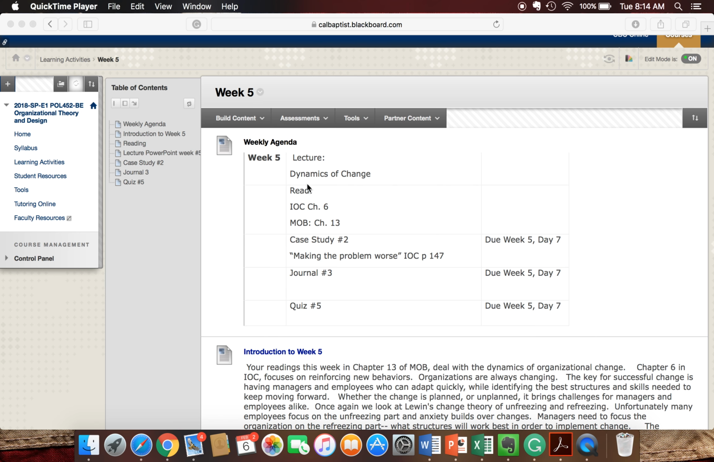In Implementing Organizational Change, we're going to be in chapter 6, and in Managing Organizational Behavior, we're going to be at chapter 13. And then we have 3 deliverables this week. We have case study number 2, Making the Problem Work, out of our Implementing Organizational Change text. We have journal number 3 and quiz number 5.